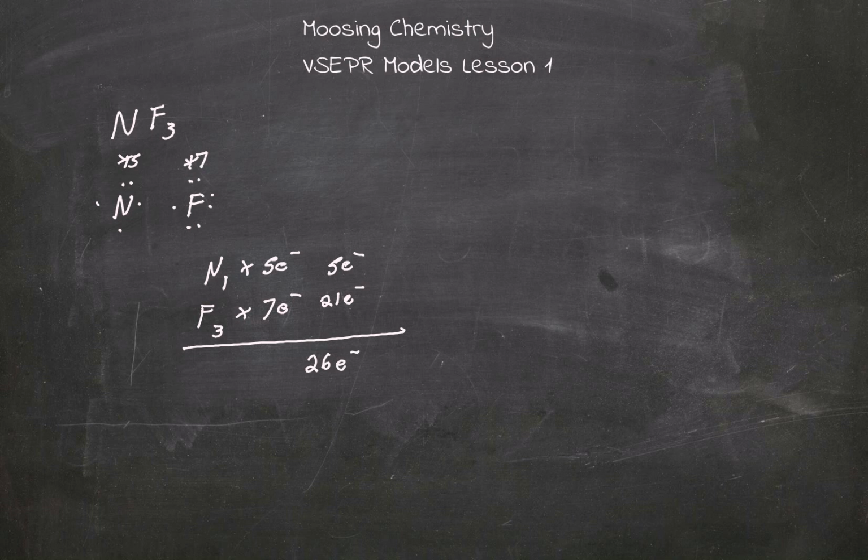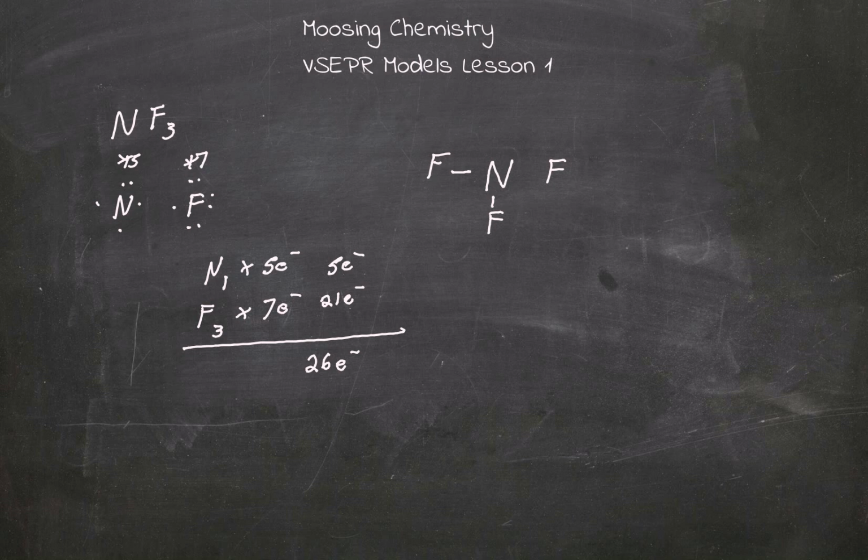So now we have to determine that our nitrogen is our least electronegative element, so we're going to put that in the center. And of course, we're going to space out our F's. In this case, we're going to put an F here, and F here, and F there. You'll understand why later. So now let's go ahead and use up our 26 electrons.